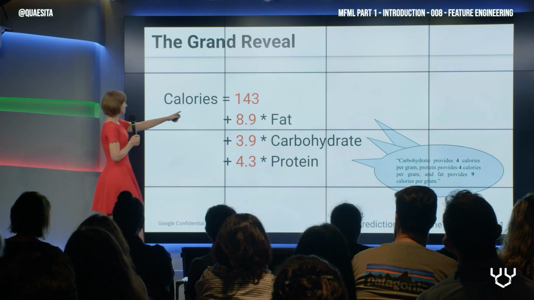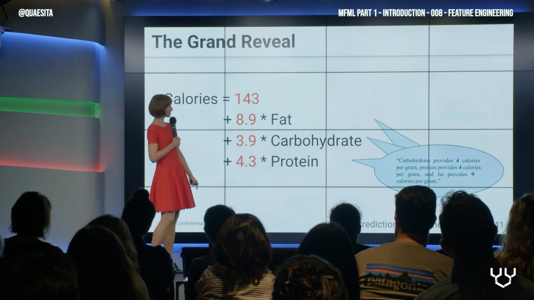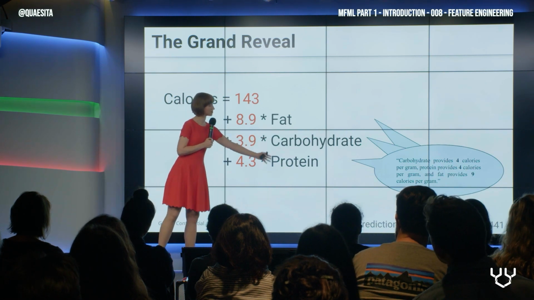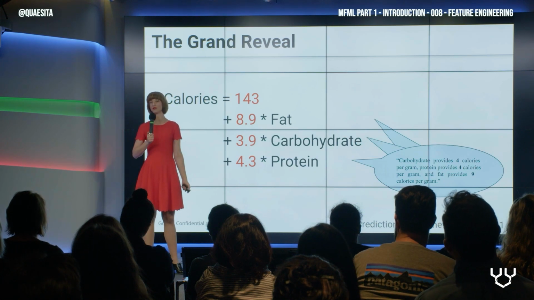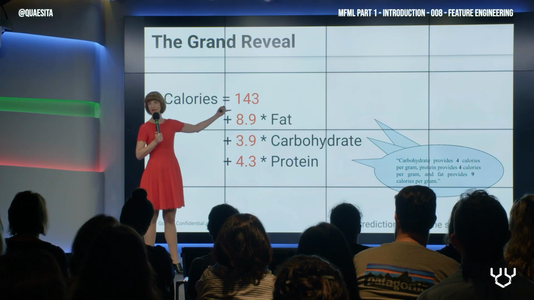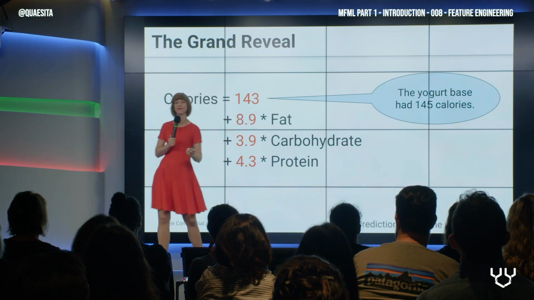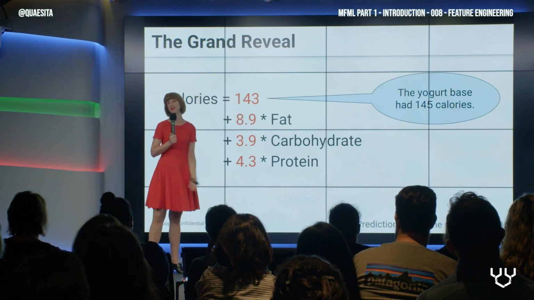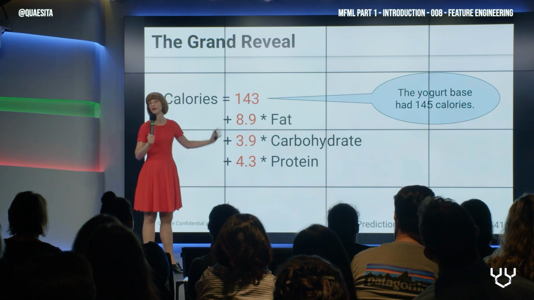What on earth is this 143 thing? Well, we ask ourselves, if there is no fat, no carbs, and no protein, if our secret ingredient was water, what's left? Well, there was yogurt in there every time. Now, it turns out our yogurt base had 145 calories. We're predicting 143. There's a little bit of a mismatch, so maybe there was some error in our data.